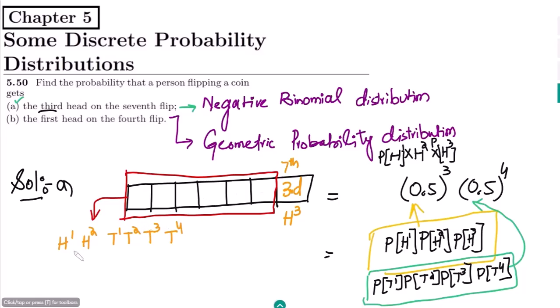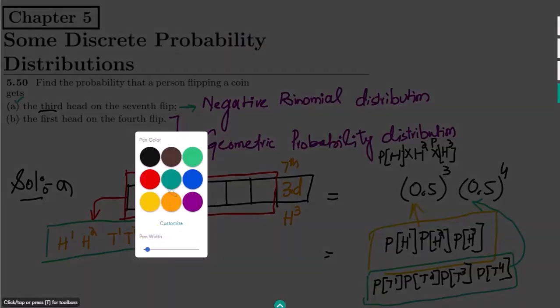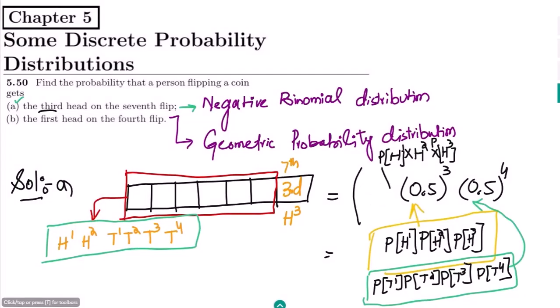Now in order to find different combinations for H1, H2, T1, T2, T3 and T4, because the third head will remain here, the total number of items is 1, 2, 3, 4, 5, 6. Out of 6, we have to take the combinations that H1 and H2 make, so it is 6 choose 2. Let me solve it. It would be 6 factorial divided by 4 factorial multiplied by 2 factorial, times 0.5 raised to the power 7.